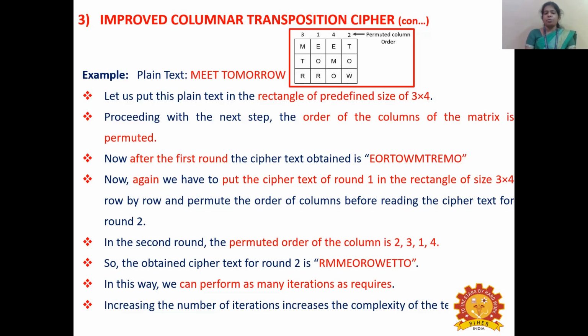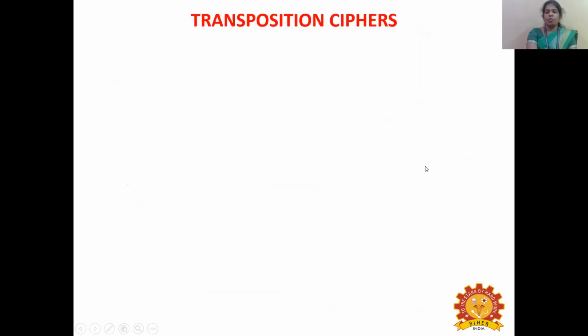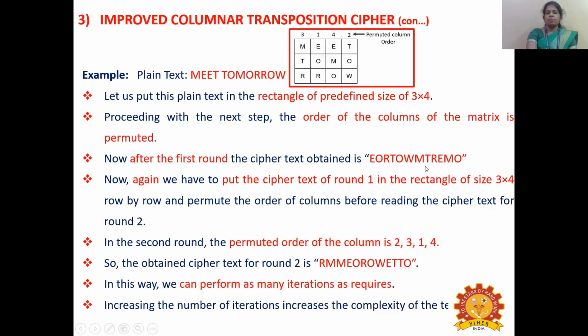Now again, we have to put the ciphertext of round 1 in the rectangle of size 3 into 4 row by row and permute the order of columns before reading the ciphertext for round 2. So this is your plain text for your round 2. For round 2, you have to use EO or TOW, MT or EMO. Your ciphertext of round 1 is your plain text for your round 2.